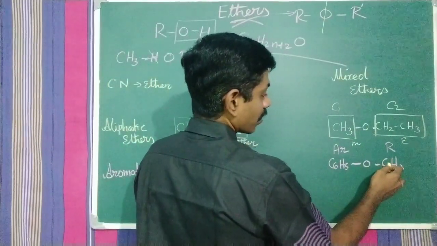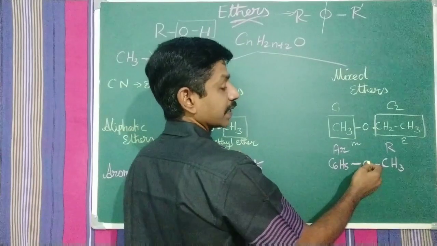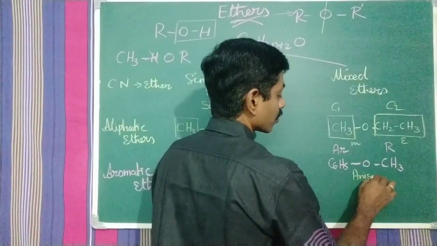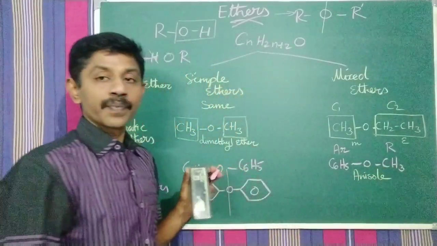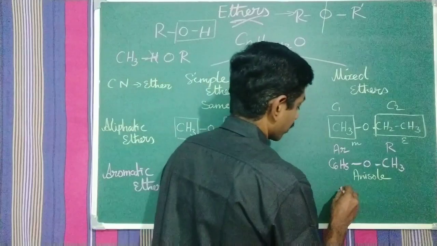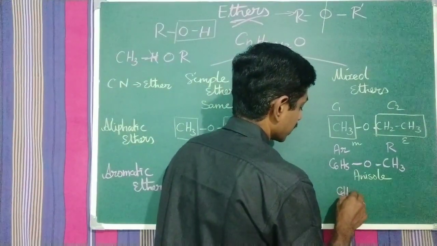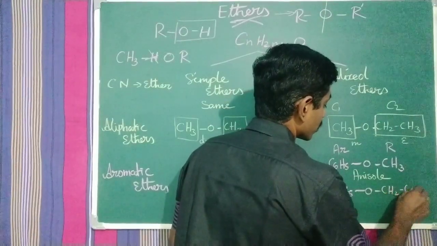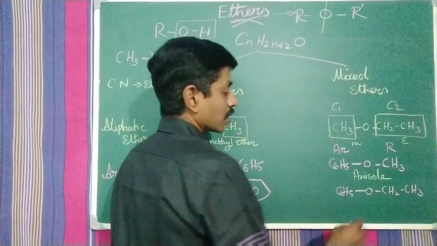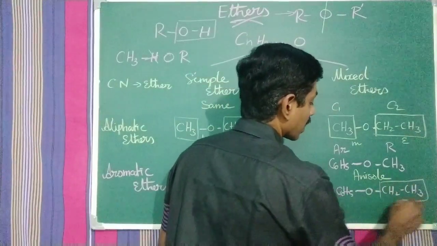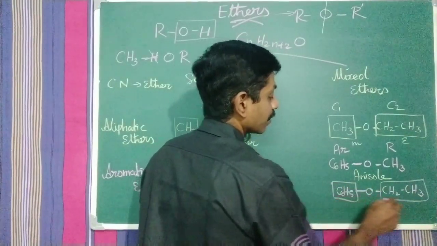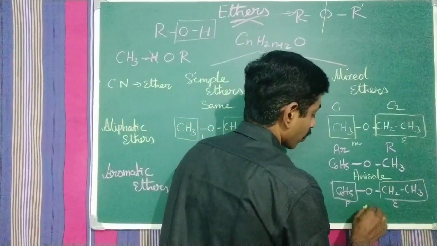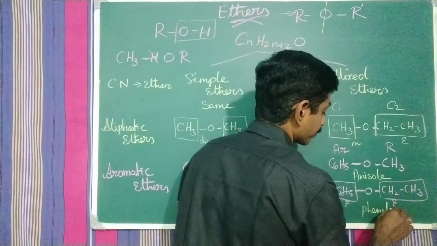And if you look at this molecule, methyl phenyl ether, this has a special name, otherwise known as anisole. And I will give you one more example of an aromatic ether, C6H5OCH2CH3. So one side an ethyl group and one side a phenyl group, alphabetically ethyl phenyl ether. This has another name called phenetole.